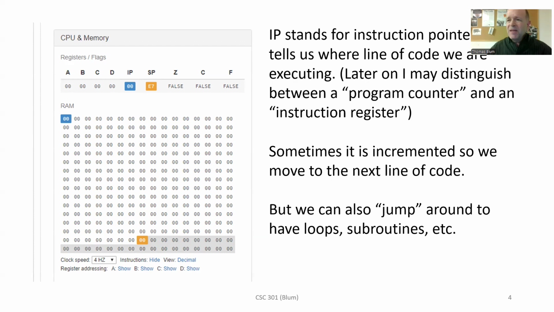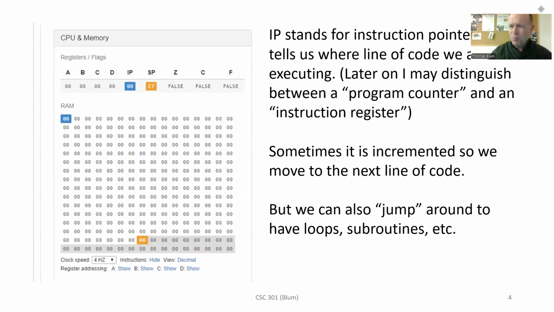The IP here stands for instruction pointer, and it tells us the line of code that we are executing. I'm used to a more detailed architecture, and sometimes I talk about a program counter and instruction register. But this thing called the instruction pointer is those two things combined. So it's telling us where we are in the program. And sometimes it will be incremented, not necessarily by 1, but by something. And that increment will move us to the next line of code.